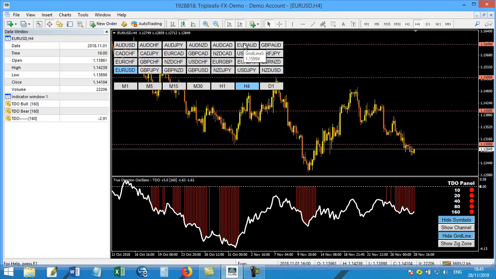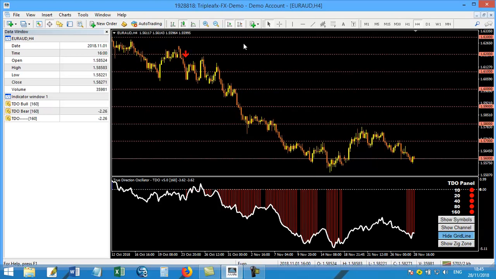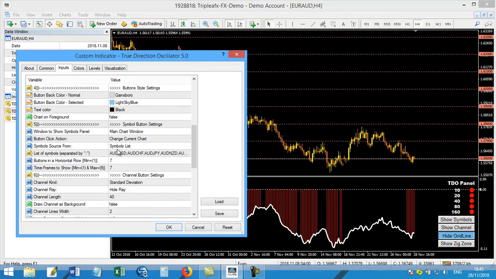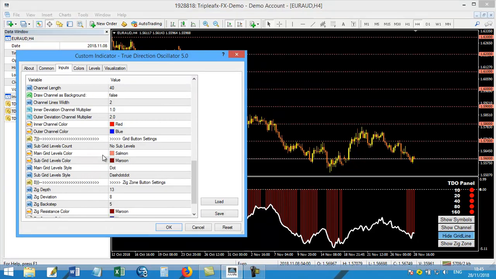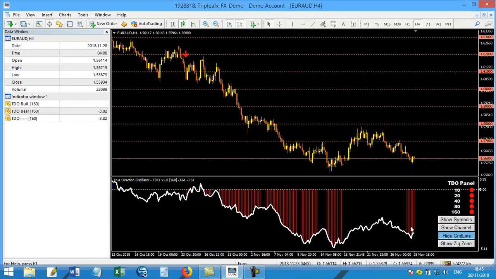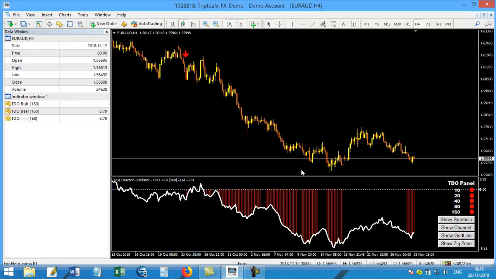Let us return to our main example, the euro Australian dollar. You can change the style of your grid by whatever you want. You can change the style of the main grid or of the subgrid. You can change the colors. It is very easy to use. That is what I have for you about the grid line tool inside the True Direction Oscillator. Now let us go and talk about the next one, which is the Z-zone levels.